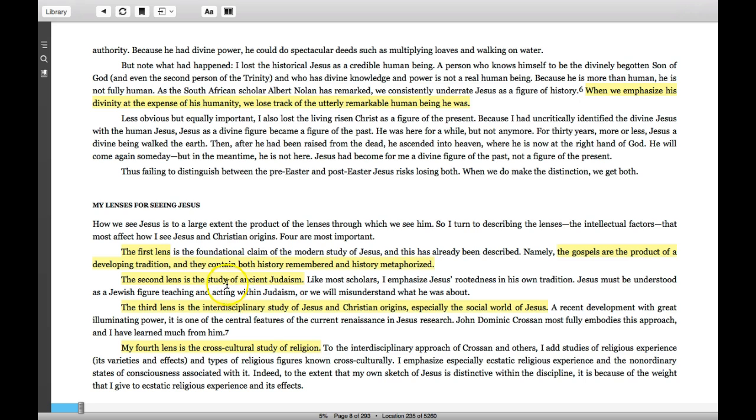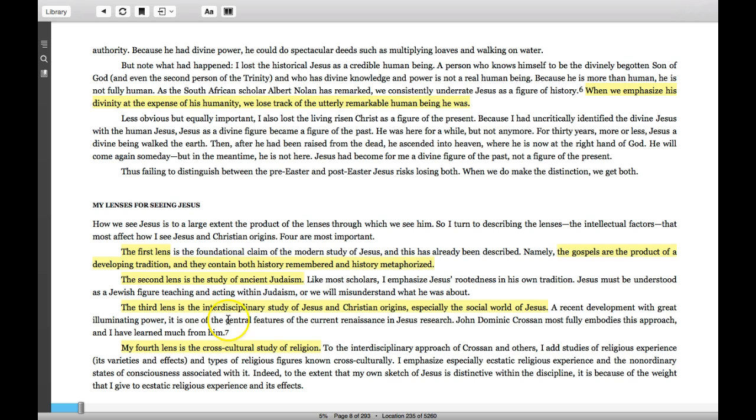The second lens that we need to put on our eyes to understand Jesus is a study of ancient Judaism. Okay, Jesus was Jewish. He was thoroughly Jewish. He was not born in the year 1990. He is not a modern person by any means. He was Jewish. We need to understand what ancient Judaism looked like. What was the Judaism of about 2,000 years ago?